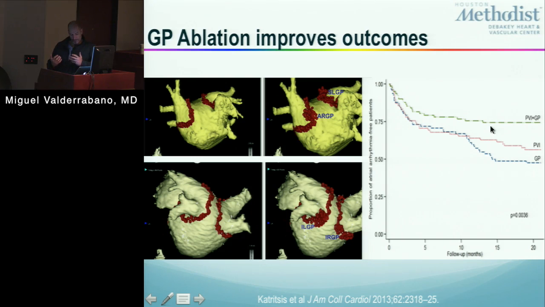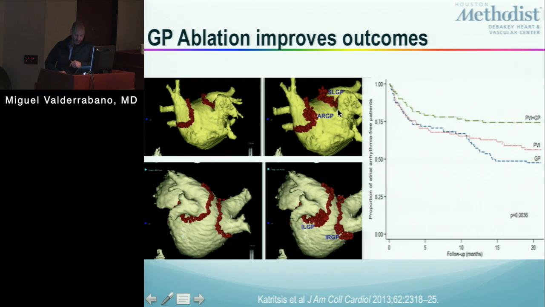The problem is, all we can do is burn. So when you say, I'm doing a PVI plus GP, you're just burning more. And sometimes you can find the GPs because when you start ablating, the patient goes bradycardic. And if you keep ablating, that response goes away, consistent with burning those nerves.